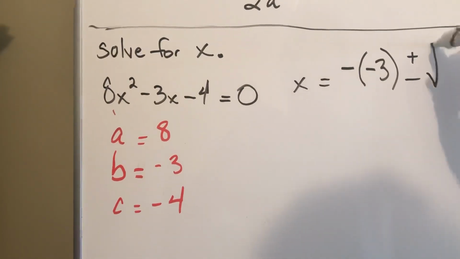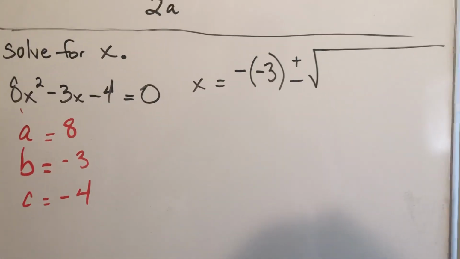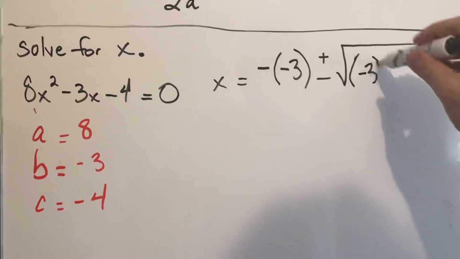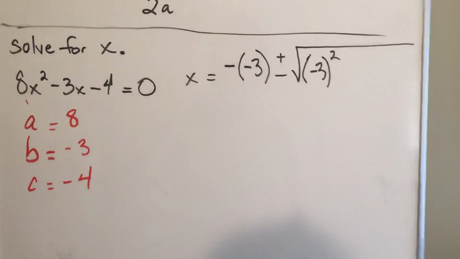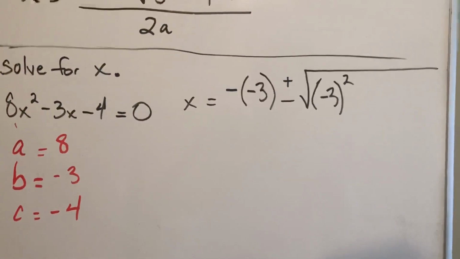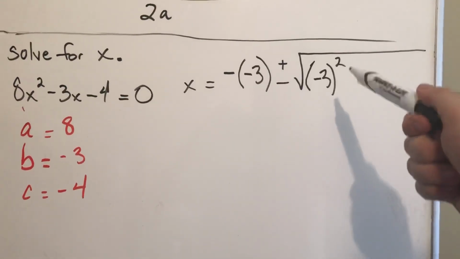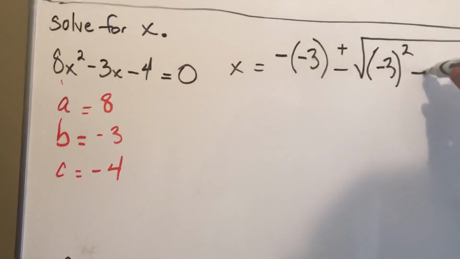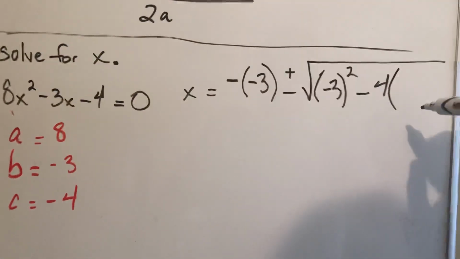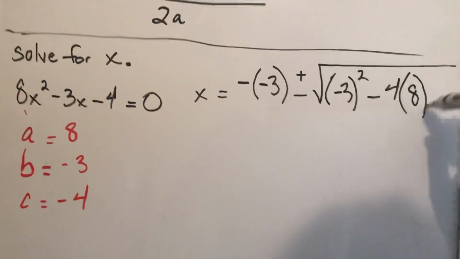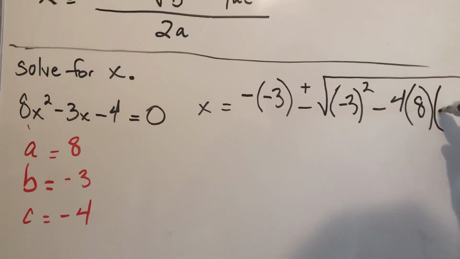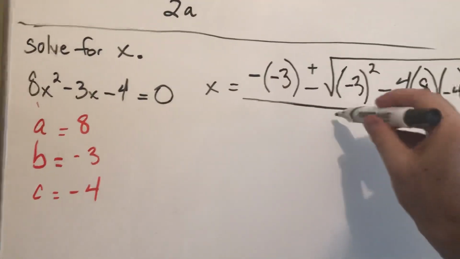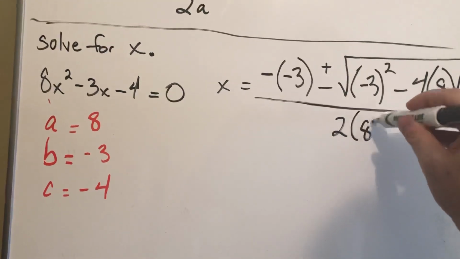Plus or minus, square root, b squared. And again, when I'm plugging in, I need to use parentheses. If I don't use parentheses there, my b is negative. There's a big difference between whether the negative 3 has parentheses around it and gets squared versus whether it doesn't. Minus 4 times a, which is 8, and times c, which is negative 4. And all of this is over 2 times 8.